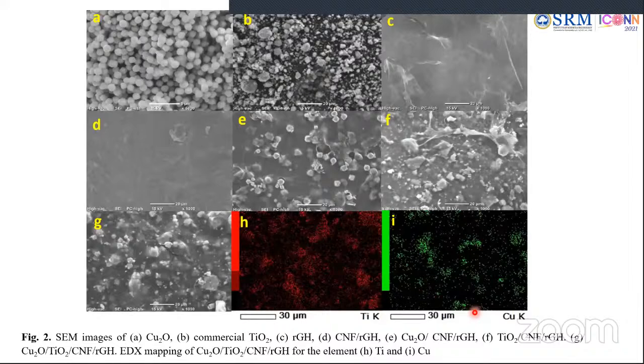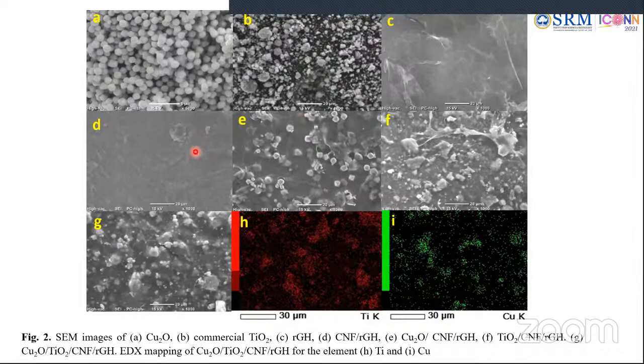So figure A shows the clear indication of the formation of nanosphere. B is the annotated structure of the titanium dioxide, which is commercially bought. And C is our graphene-based sheet without any presence of cellulose or the photoactive material. And we can see a clear difference in the morphology after the inclusion of the cellulose nanofiber, which causes the sheets to be much more crumpled, which we posit is due to the effect of the cellulose nanofiber.